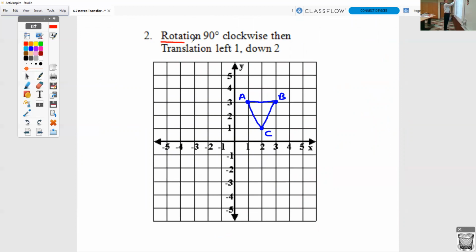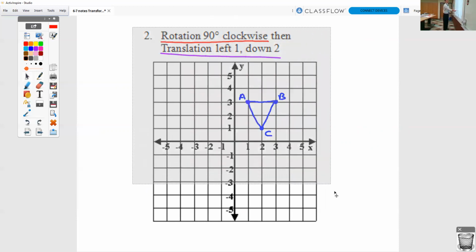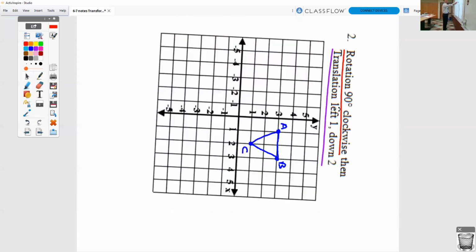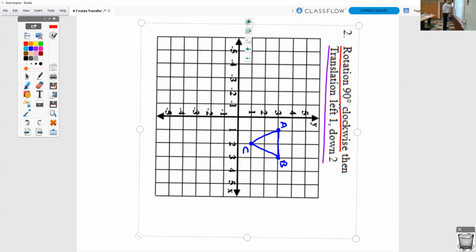In this one, it says do a rotation of 90 degrees and then do a translation of left 1, down 2. So if I go to do a rotation of 90 degrees, first thing that I want to do is turn my paper 90 degrees clockwise. So there's 90 degrees clockwise. And I want to know where A prime, B prime, and C prime are going to be. Remember that when you turn your axes, the numbers are no longer correct.